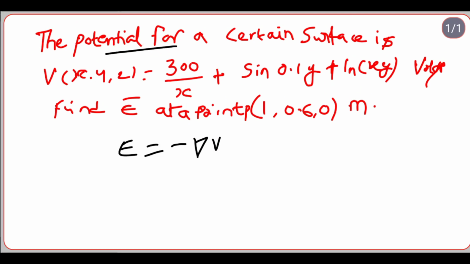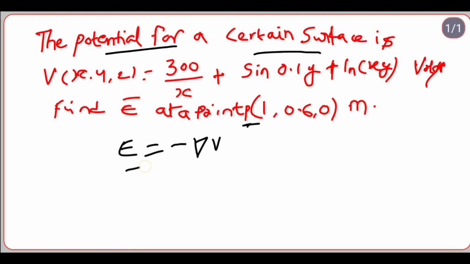The potential for a certain surface is given by V of xyz equal to 300 by x plus sine 0.1 y plus ln xy volts. That is, ln is the logarithm, log of xy volts. Find E bar at a point P (1, 0.6, 0) meters, where x and y are in meters. This is the numerical problem.